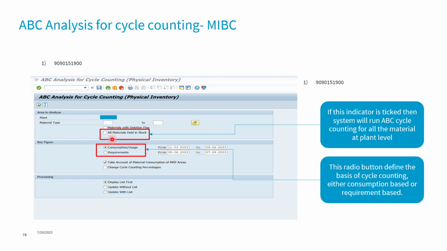Here you also tick this indicator, all materials held in stock. If you tick this indicator, it means the system will consider all the materials at the plant level. If you do not tick it, it means it will consider only materials in which the CC indicator is mentioned in the material master. So based on your requirement, you can simply tick it or keep it unticked.